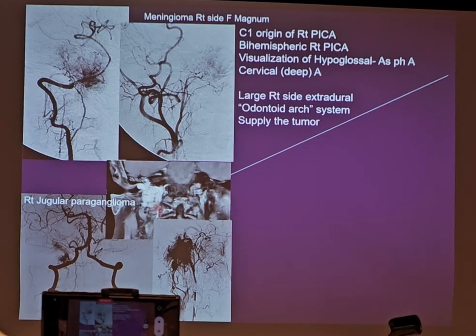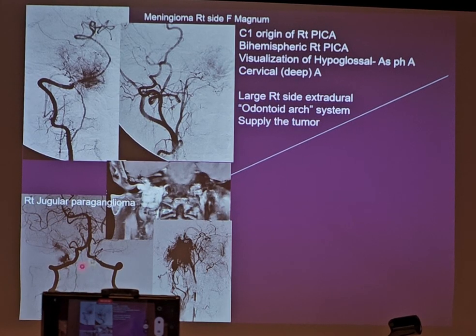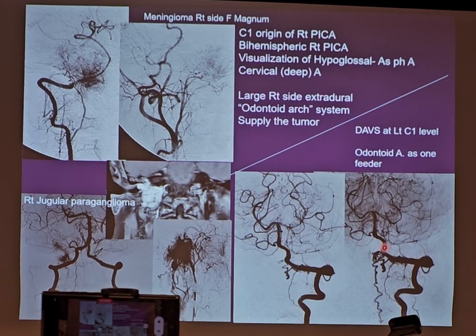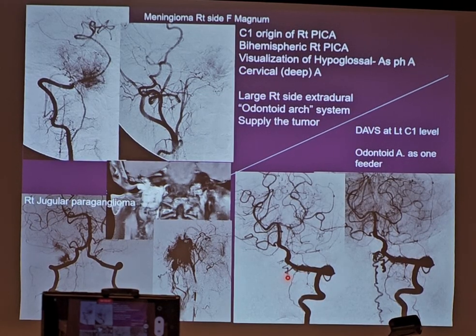Another extradural lesion, for example, the plaque and glioma of the region, you may again see the right side ipsilateral odontoid arch arterial system enlarged, and taking part in supplying the extradural lesion. In this foramen magnum area dural fistula, you may see another contribution from the left side ipsilateral odontoid arch system that also contributes in supplying this dural shunt.